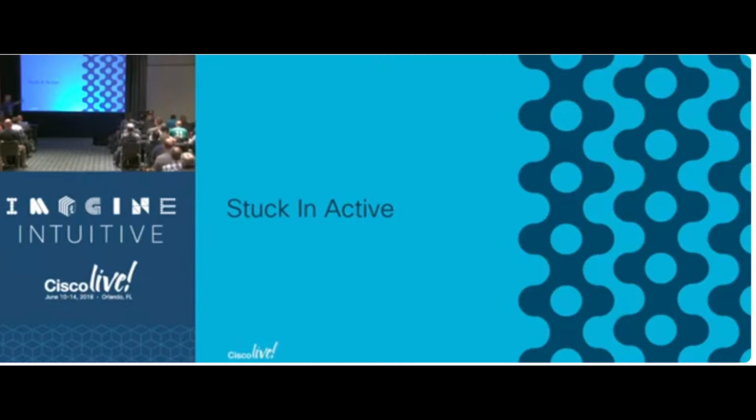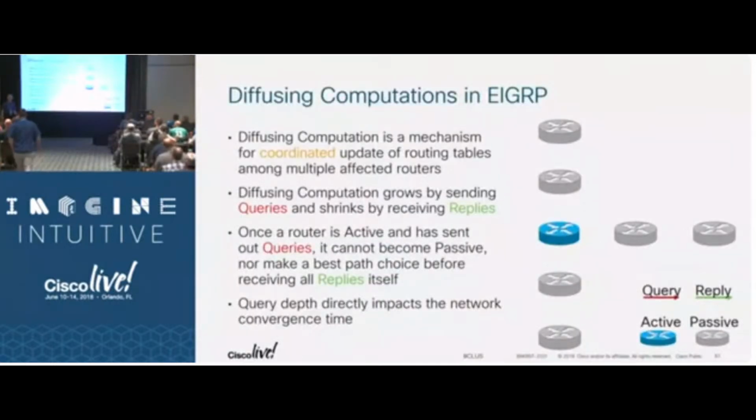Please, hands up, who has been hit in the past with stuck inactives? Yeah, this is a problem in EIGRP that's there because of its design, and it's very difficult to do away with. What's at the core of the stuck inactive is how the diffusing computation works and how the query is propagated on this very contrived topology.